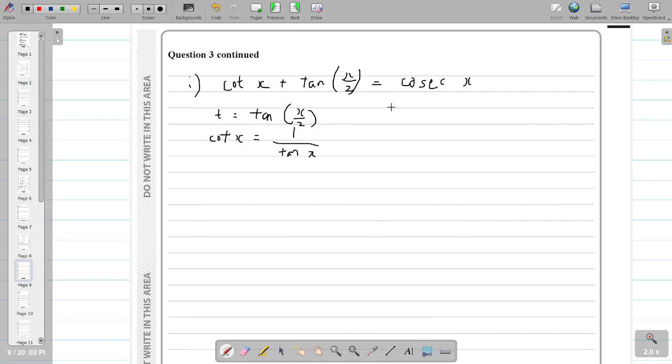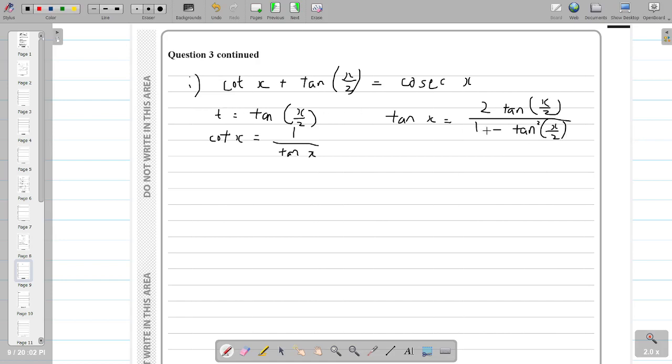So we know that tangent of x is equal to 2 tangent squared. Oh wait, not 2 tangent squared. 2 tangent of x/2 over 1 minus tangent squared. This is from the double angle formula, or this is the half angle formula in this case.